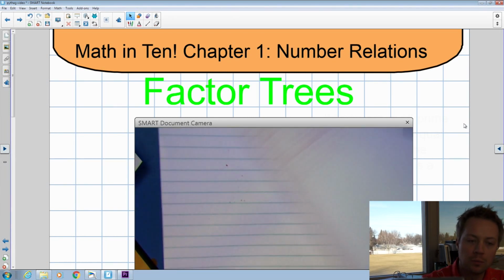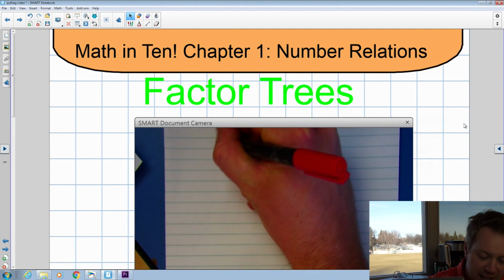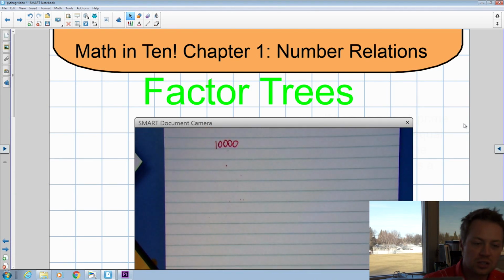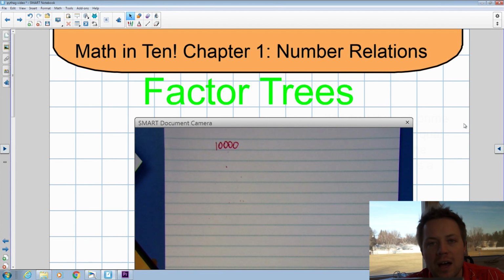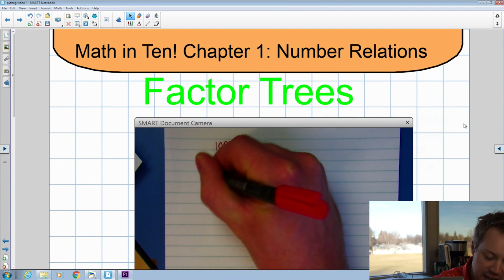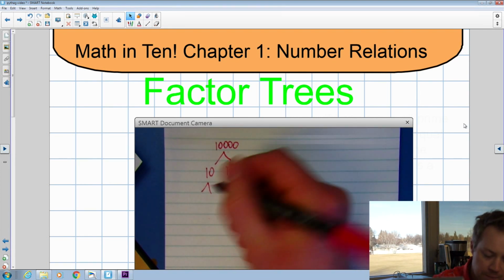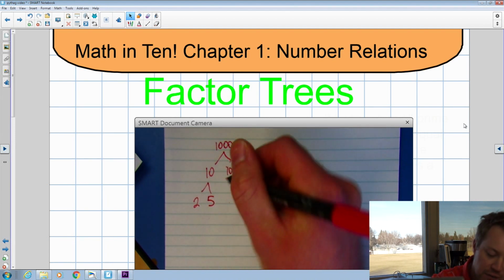And maybe we'll try one more. Let's try the number 10,000. So we did 1,000 before. We found that that was not a perfect square. Let's try 10,000 and maybe make some predictions based on what our first finding was, and maybe we'll be right, maybe we'll be wrong. So I'm going to start by breaking this down into 10 times 1,000, and then 10 breaks down into 2 and 5.